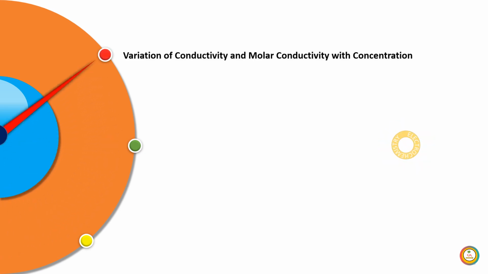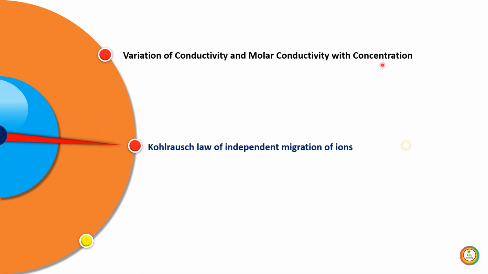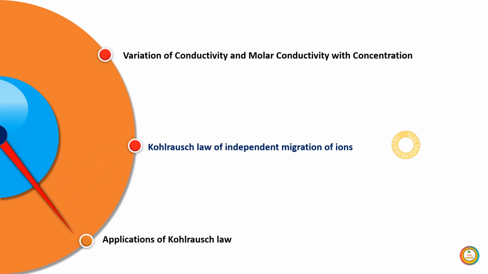Today we talk about a few topics in electrochemistry. In today's lecture we discuss the variation of conductivity and molar conductivity with concentration. The second topic is the Kohlrausch law of independent migration of ions. And the last topic is the application of Kohlrausch law. So these three topics we will discuss one by one in today's lecture. We begin.